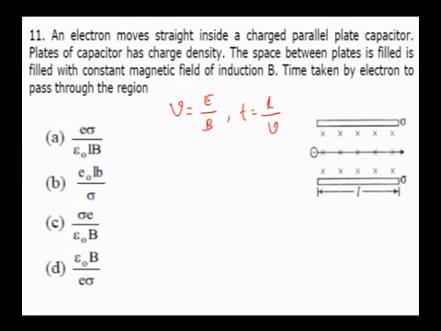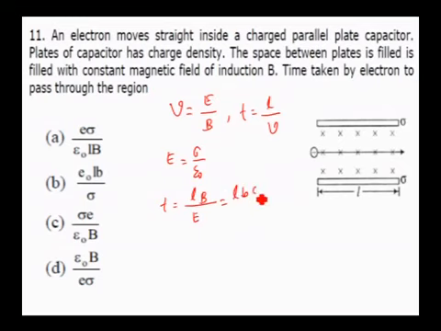Therefore, I can write time taken equals distance divided by velocity. Velocity can be written as E by B. So E comes in the denominator and B goes to the numerator. Therefore, it is L into B by E. Since in the options they have taken the magnetic field as small b in one option, we will take it as small b only. So L into b divided by E, and E I can write as sigma divided by epsilon naught, so it becomes epsilon naught divided by sigma. Hence, I can say the second option is correct.